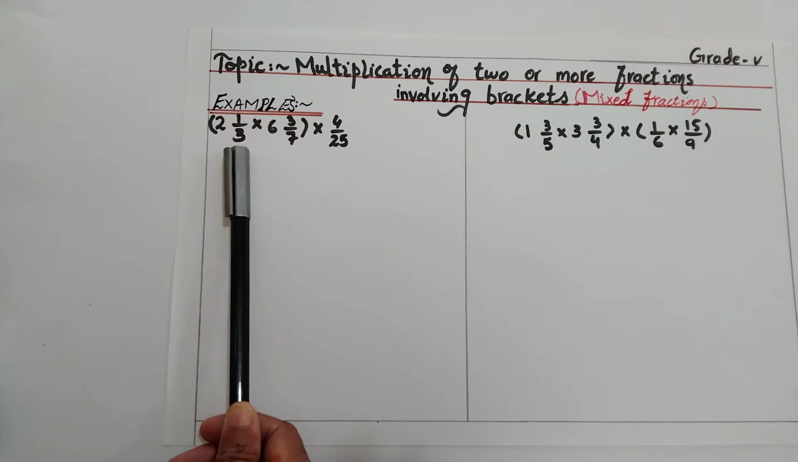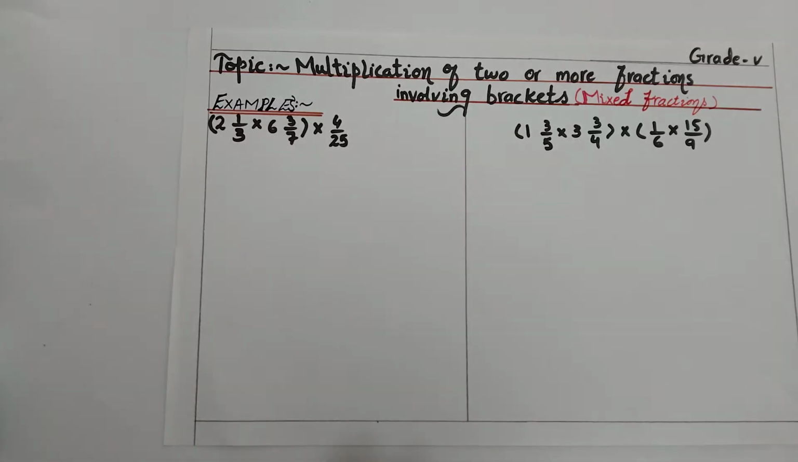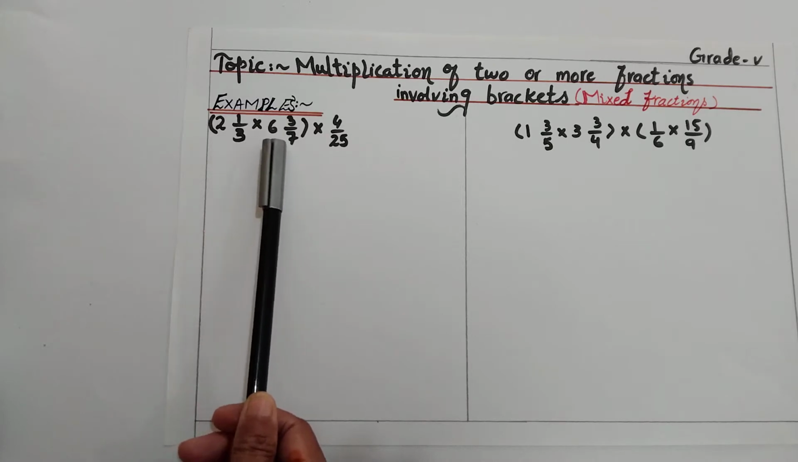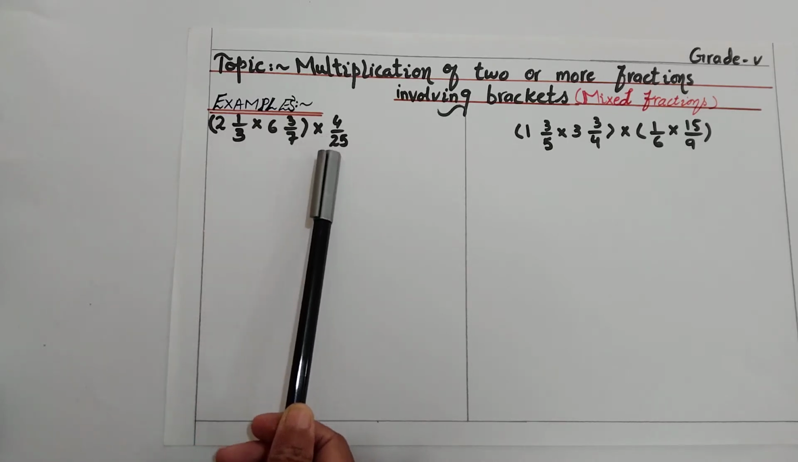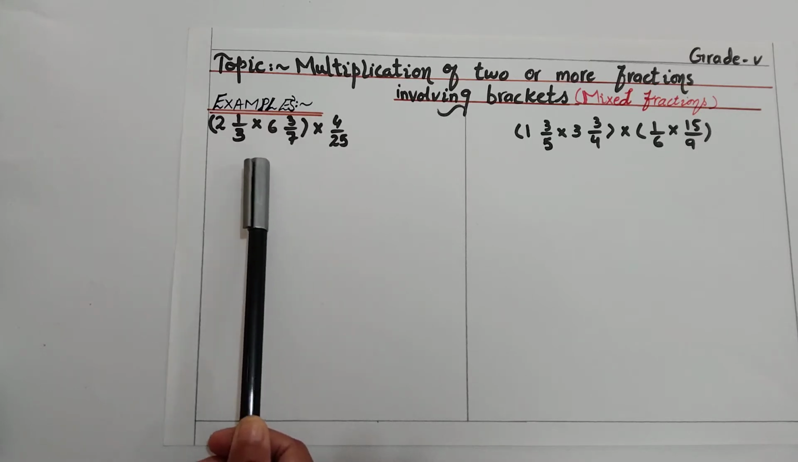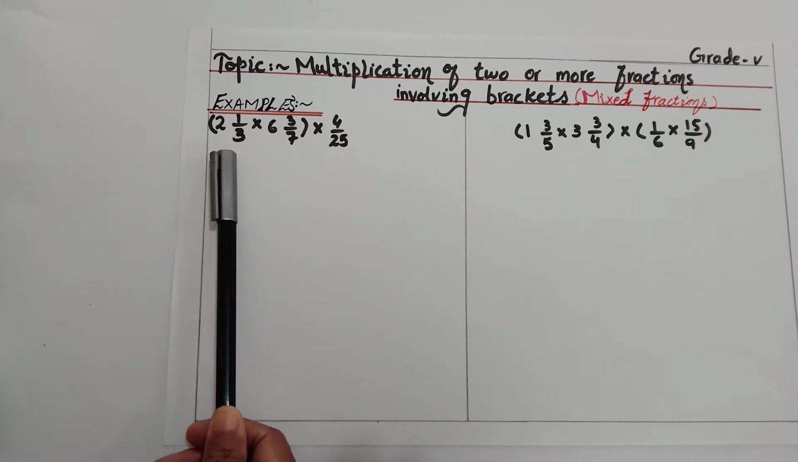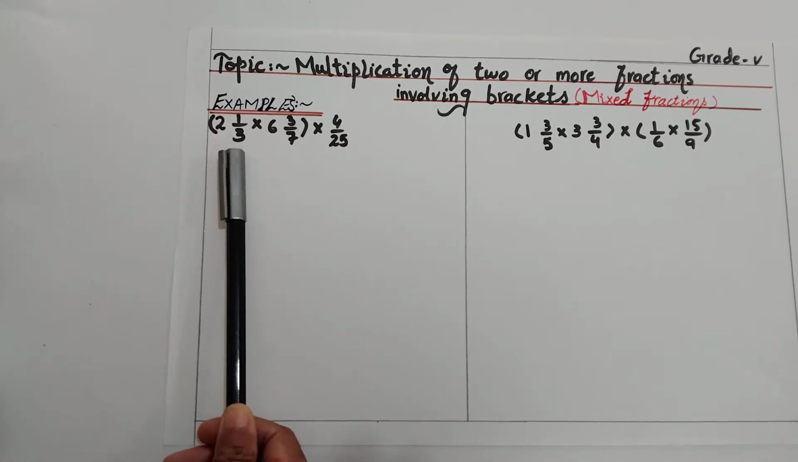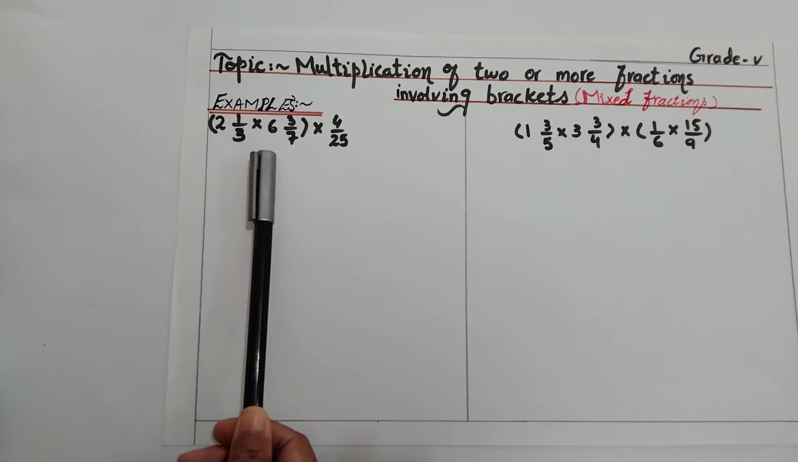Let's start with the help of two examples. First example is 2 1 by 3 multiply by 6 3 by 7 multiply by 4 over 25. So whenever you have any fraction in the form of a mixed fraction, firstly you have to simplify the mixed fraction into the simple fraction, and then you will apply the procedure like the previous lecture.